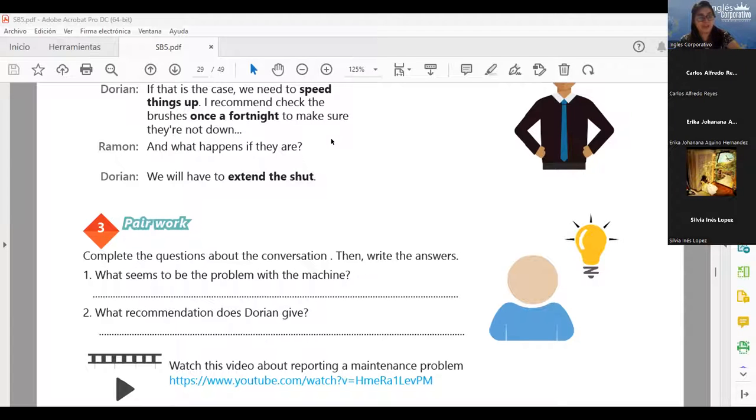Extend the shot, that means because right now they are not working, right? That means that if they extend the shot, they will take a longer time without working, because the repair will take longer.